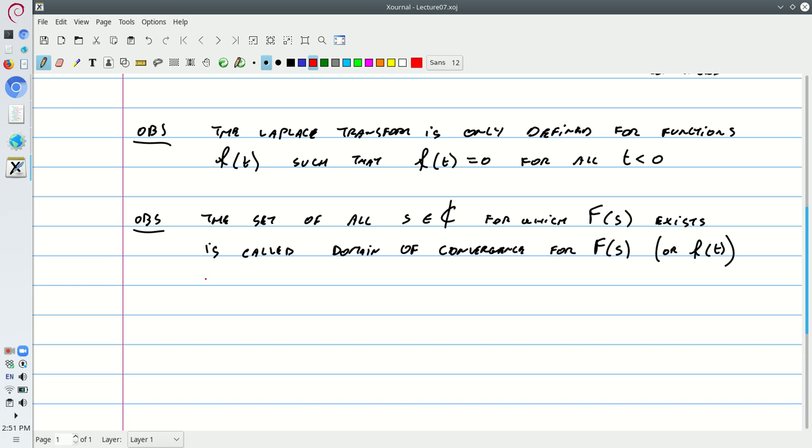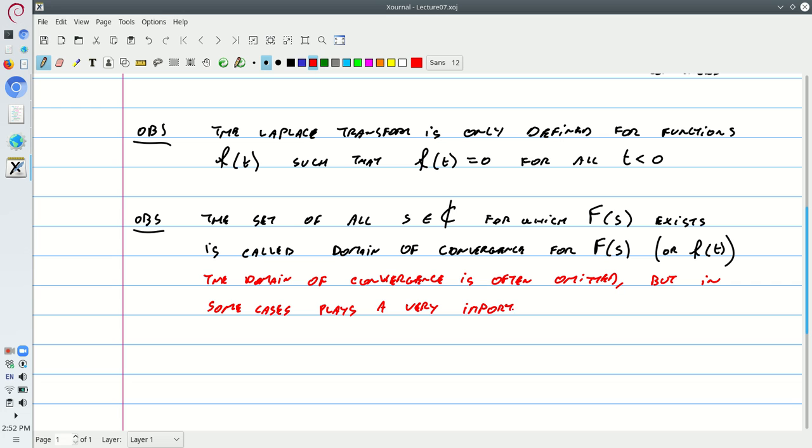As an additional thing, the domain of convergence is often omitted because it doesn't play a relevant role in most cases, but in some cases plays a very important role. So I want you to be at least aware. In practical use, you'll tend to omit the domain of convergence, but sometimes you bump into apparent contradictions that are resolved once you take into account also the domain of convergence. So that's why I'm writing this in red.